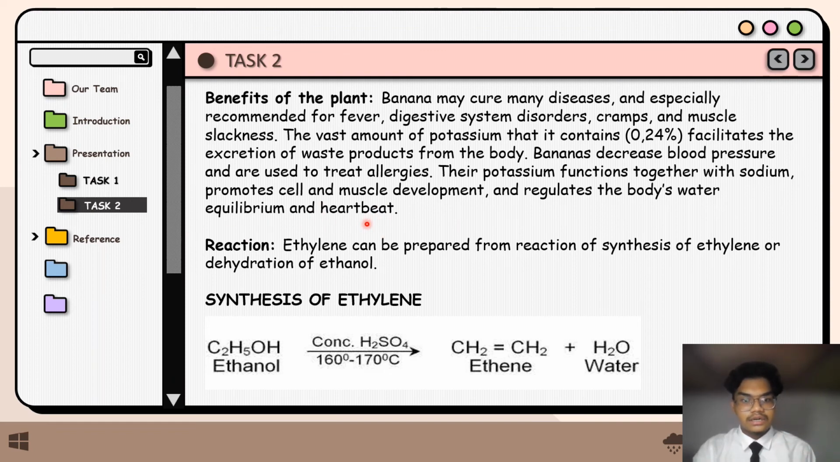Next, the reaction of ethylene. Ethylene can be prepared from the synthesis of ethylene or dehydration of ethanol. So this is the synthesis of ethylene. We use the dehydration of alcohol. We use ethanol at high concentration and H2SO4 to produce ethene and water.